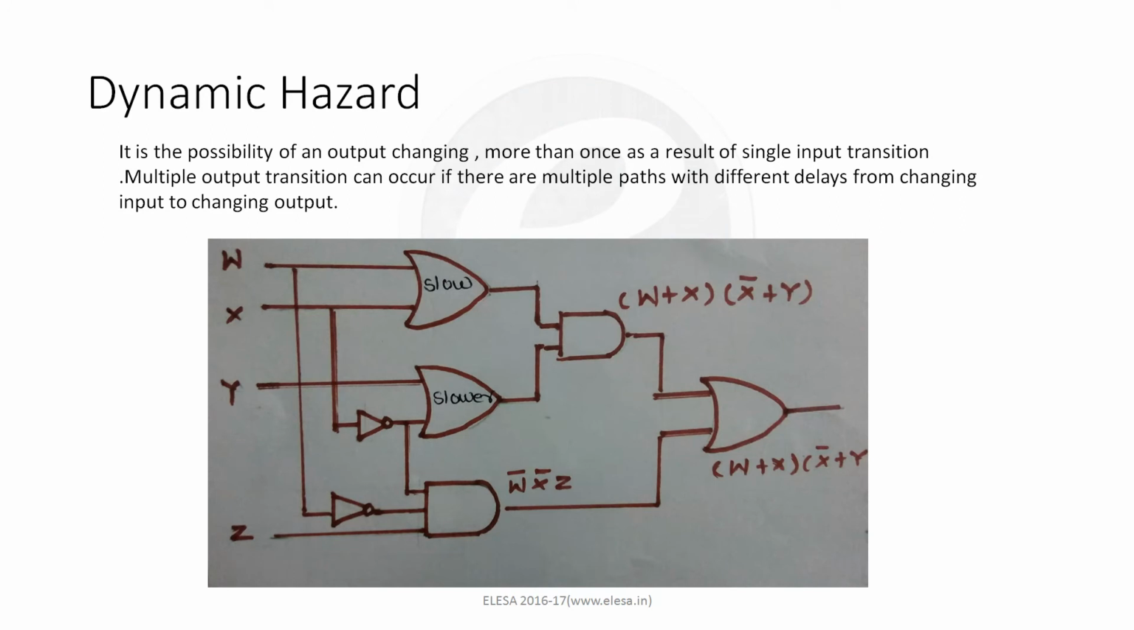Next one is the dynamic hazard. The dynamic hazard is the possibility of output changing more than once as a result of a single input transition. So consider this diagram. In this, there are gates of different delays. In the earlier hazards, static 0 and static 1, we considered gates having the same delay, but in dynamic hazard we consider gates of different delays, and here the output is not constantly 1 or 0, it is changing. And this is all about the dynamic hazard.